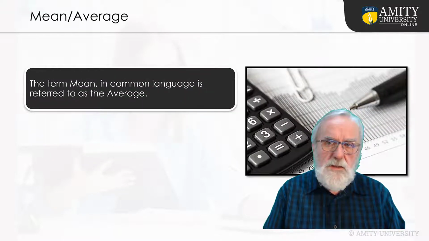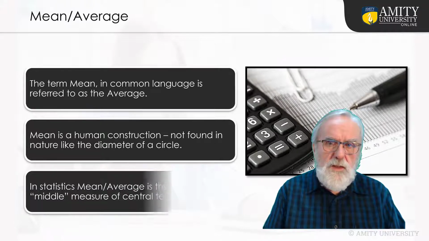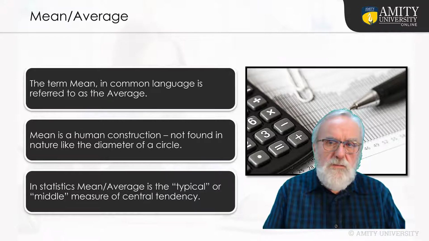The term mean in common language is known as the average. Mean is a human construct. It's a calculated value that is not found in nature, like the diameter of a circle. In statistics, mean or average is the typical or middle measure of central tendency. Mean is a measure of central tendency that is most appropriately used for continuous data.